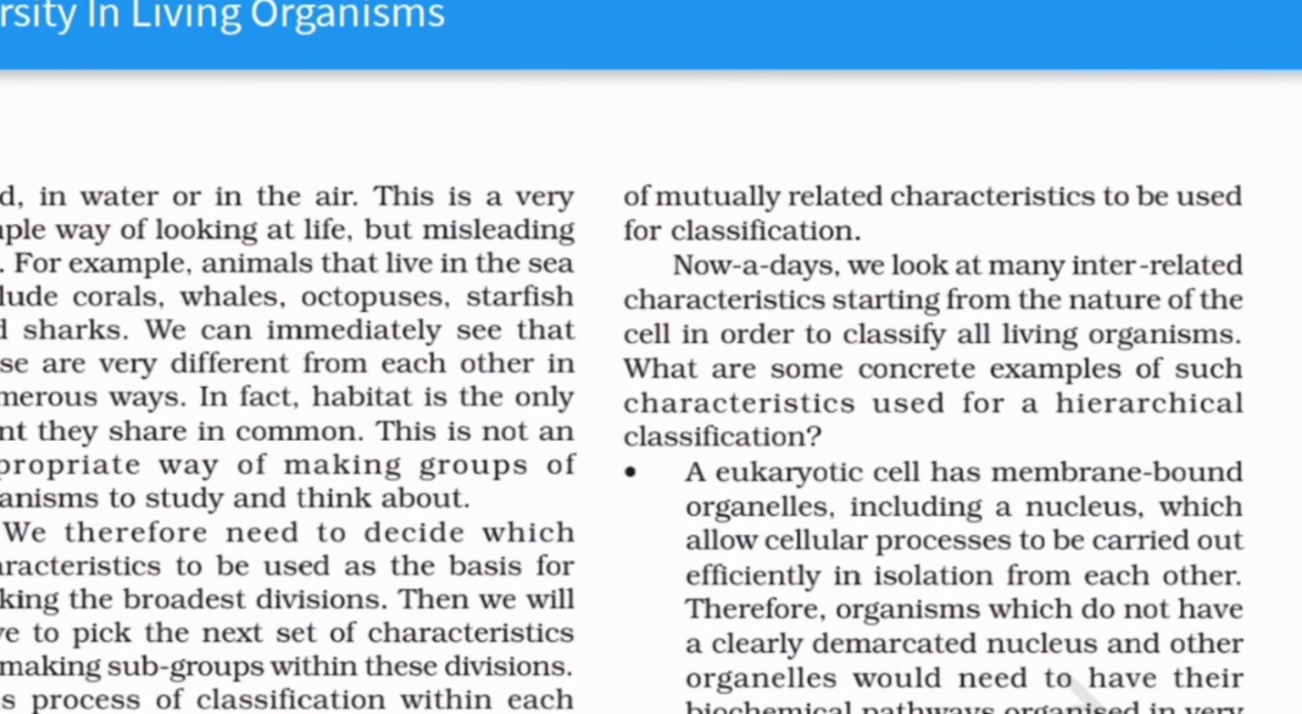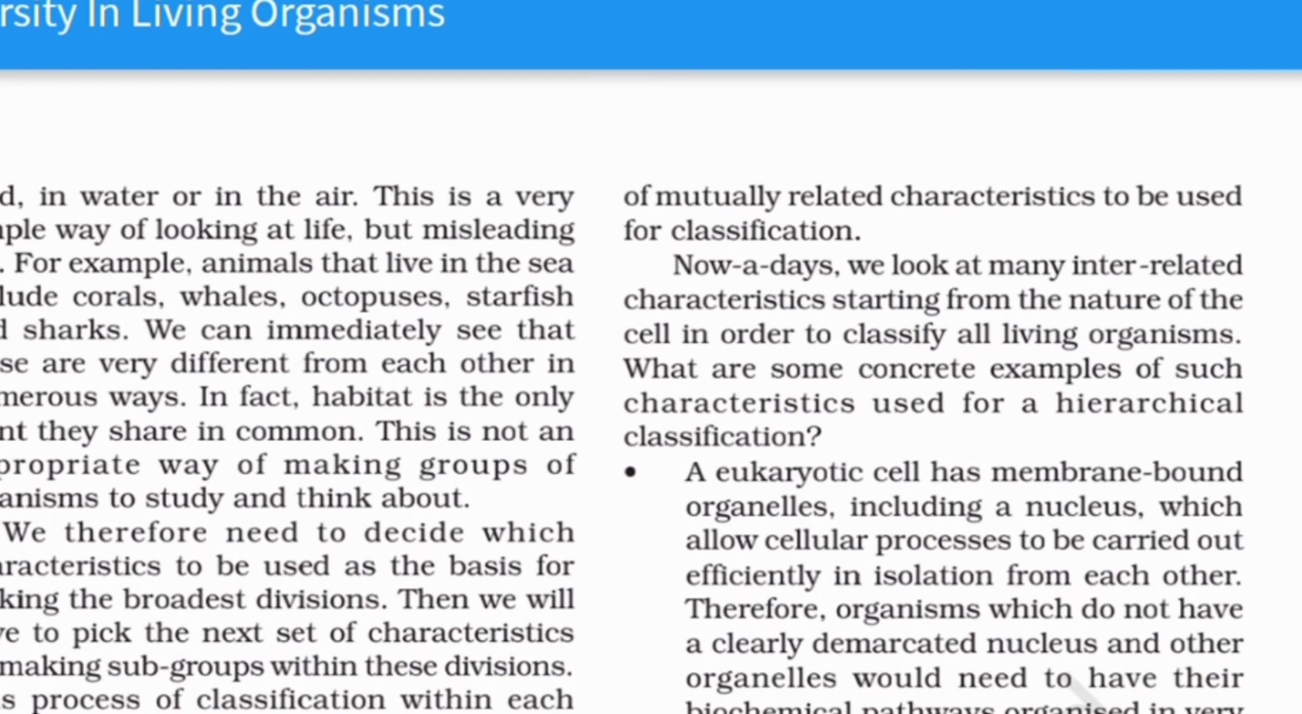In this way, we can build a whole hierarchy of mutually related characteristics to be used for classification. Mutually related means which are similar. Like we took an example, the fingers. 5 fingers are present on the hand, and this is common in human beings or the animals also. We see some that come in the category of mammals. Nowadays, we look at many interrelated characteristics starting from the nature of the cell in order to classify all living organisms. What are some concrete examples, strong examples, of such characteristics used for hierarchical classification?